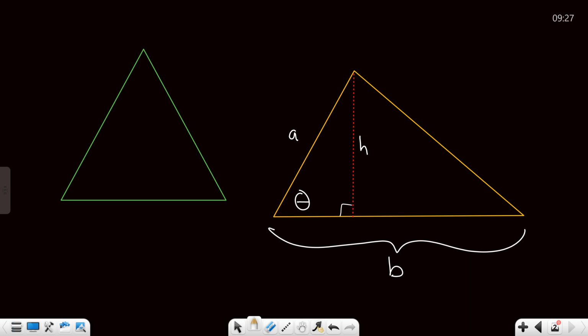Trig. Okay, so back to you now. Using trig, what's the relationship between A and H? You're going to have to use theta too. Okay, so sine theta equals H over A. Sine of theta is equal to H over A. Outstanding. Let's give it up for Amelia.